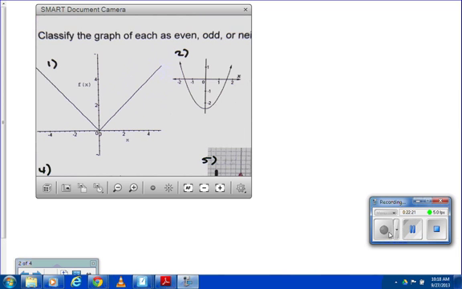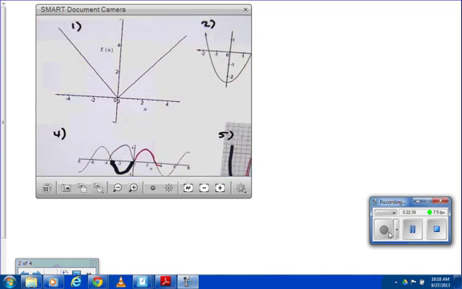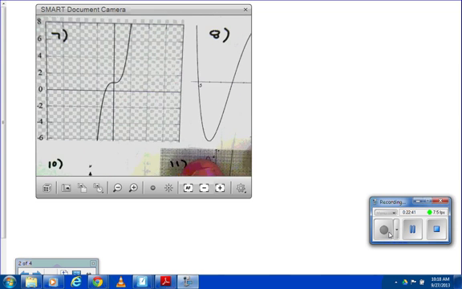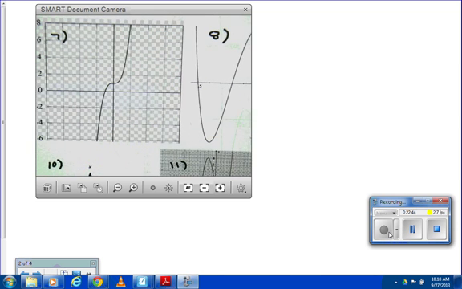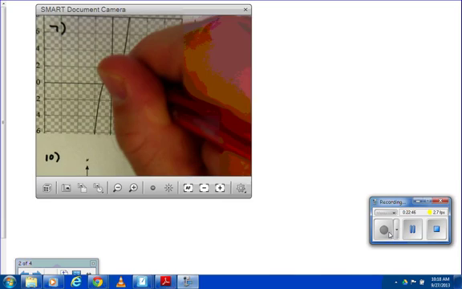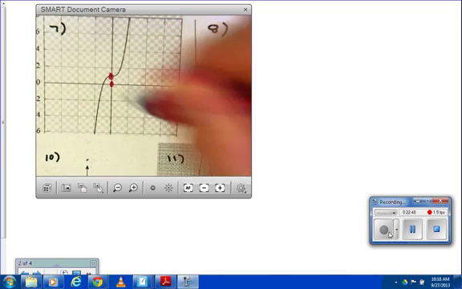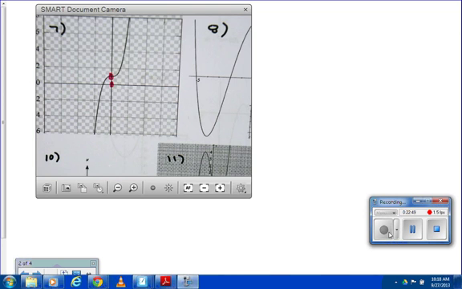All right, 1 and 2 are both even. And we did 3, 4, 5, and 6. Or did we do 6? 6 was odd, just in case we didn't do it. 7, we said neither. So on 7, if you took the inflection point right here and moved it down right there, then it would have been odd.